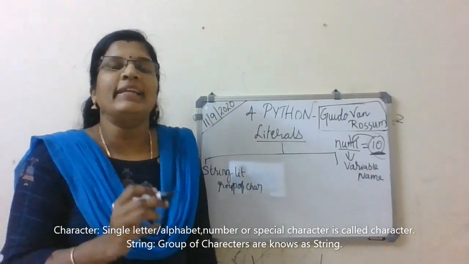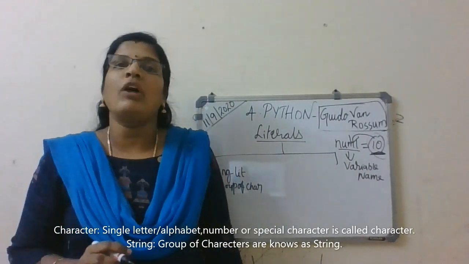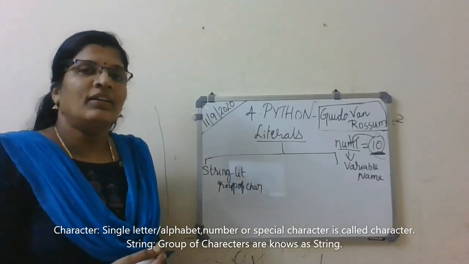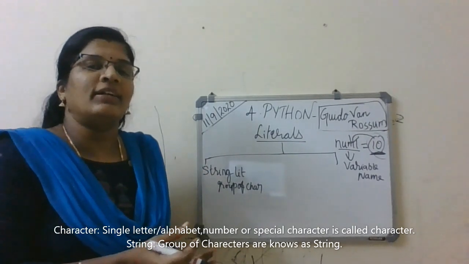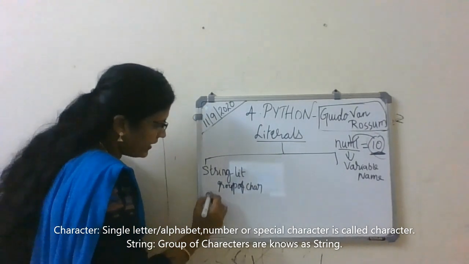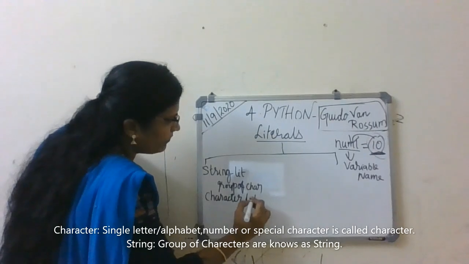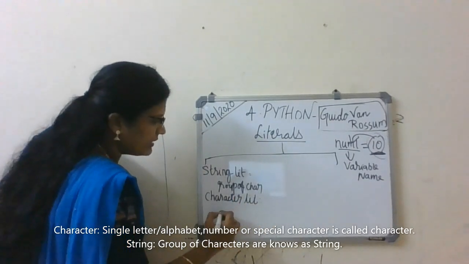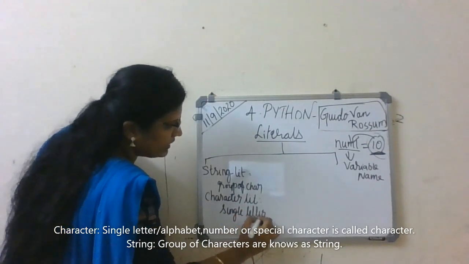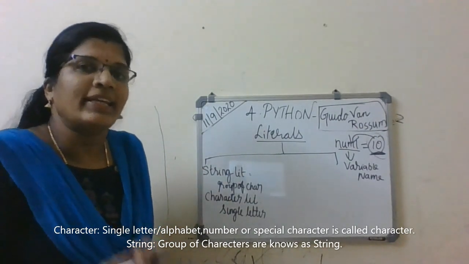Characters, short form, I am writing CHAR. Okay, so string literals means a group of characters. And what is meant by character literal? String means a group of letters, and character means it's a single letter. So character literal means a single letter. You can call it a letter or a character. Each alphabet is called a character.